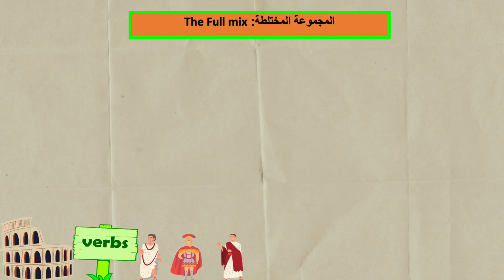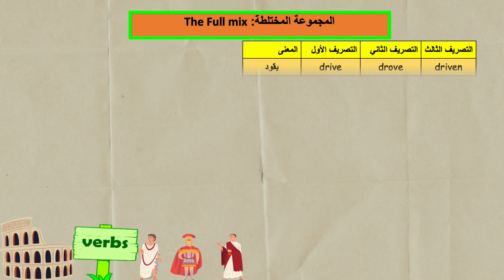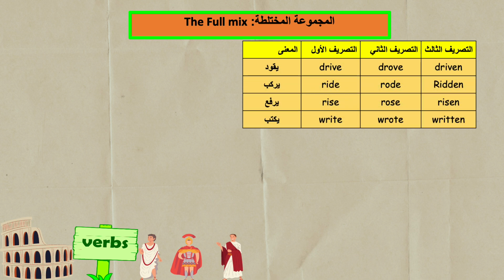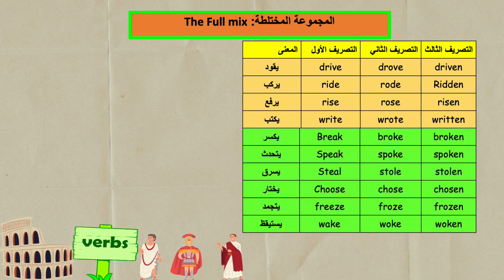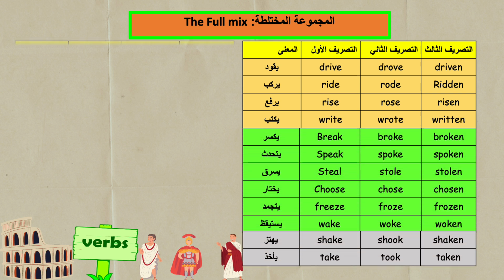Group 3, irregular verbs which have three different spelling patterns in the base form, the simple past and the past participle form. Three different spellings.